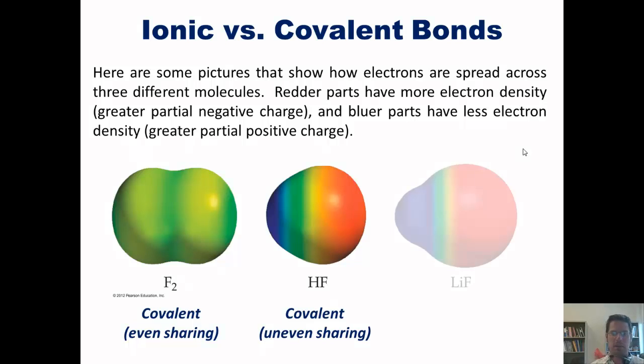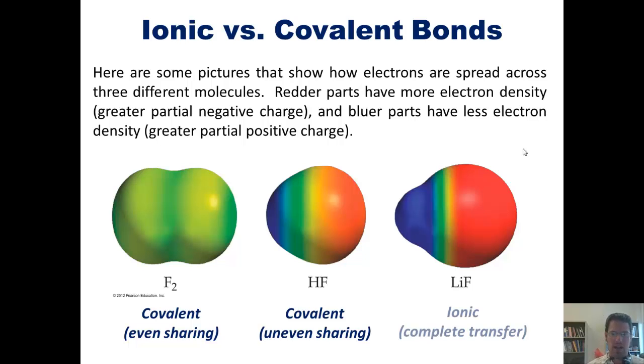In our third example, LiF, or lithium fluoride, the lithium atom has more or less completely transferred its single valence electron to the fluorine atom. Thus, these two atoms are not sharing electrons. Instead, the fluorine has more or less completely stolen the electron from the lithium. This type of bond is called an ionic bond because there's a complete transfer of electrons, leaving two individual ions, a lithium positively charged cation and a fluoride negatively charged anion.